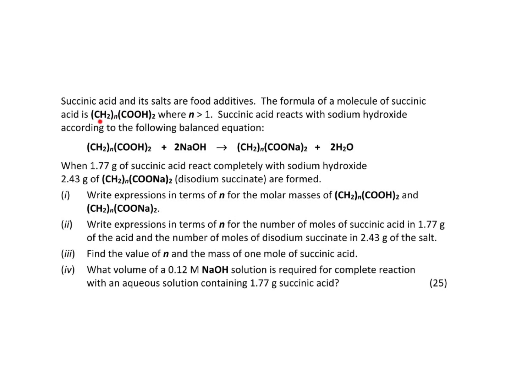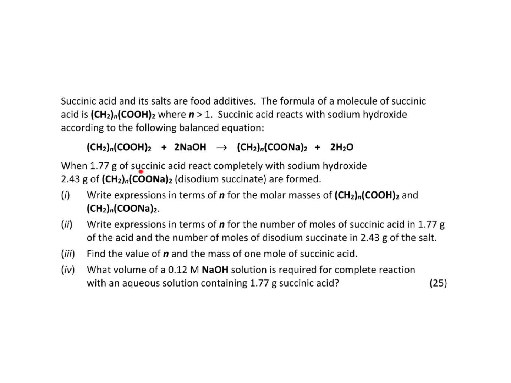So very important to see here, reading the question carefully, we can see that there's an N value. So I would predict at some point during this question I'm going to have to figure out the value of this N. It then says that succinic acid reacts with sodium hydroxide according to the balanced equation, and this is it. So here we see a balanced equation, so straight away once I see that in a stoichiometry question, I know I'm going to be working with ratios.